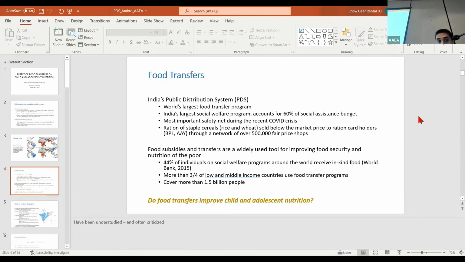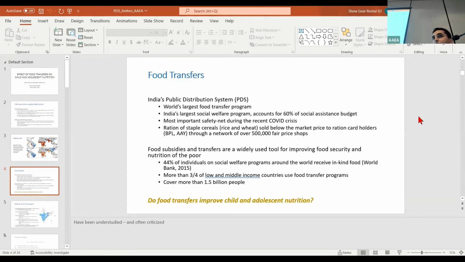And the context where we study is food transfers in India, which is the public distribution system in India. It's the world's largest food transfer program, and it's also the largest social program in India. Basically, the government provides a ration of rice and wheat that's sold below the market price to ration card holders.